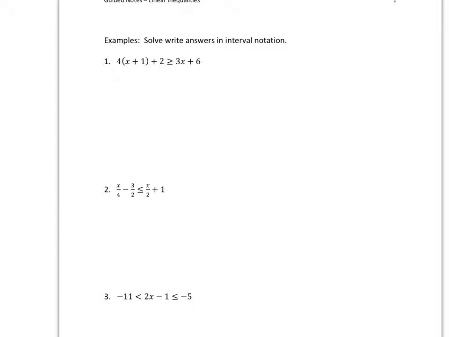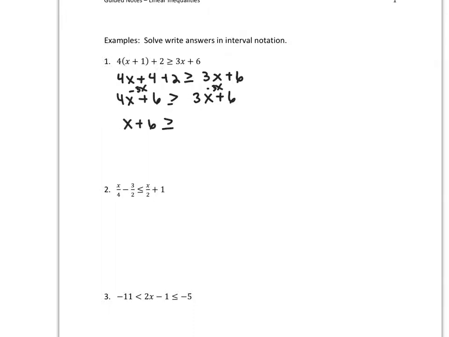Number 1, distribute the 4. That's going to give me 4x plus 4 plus 2 greater than or equal to 3x plus 6. Combine like terms, 4x plus 6 greater than or equal to 3x plus 6. Let's subtract 3x from both sides. And that gives me x plus 6 is greater than or equal to 6. And then subtract 6 from both sides. That's x is greater than or equal to 0.